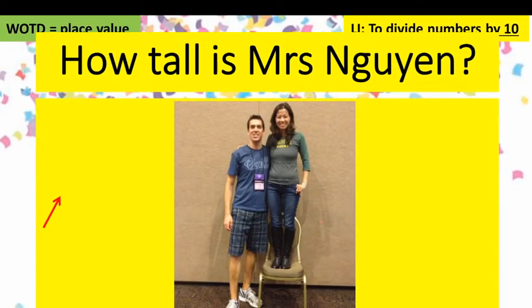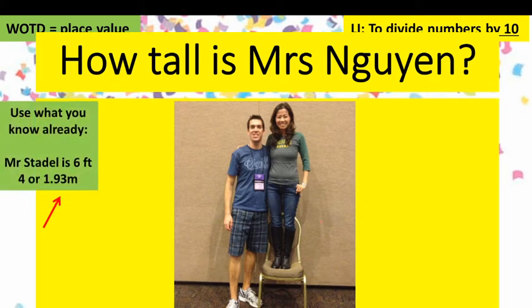Okay, so we're looking at estimation again. Once again, this is a skill that we don't often get a chance to look at, but it's a very important mathematical skill. It really helps us to be able to estimate the correct answers. And these will just help us to build up those skills. So the question here is, how tall is Mrs. Nguyen? So once again, we need to use what we know.